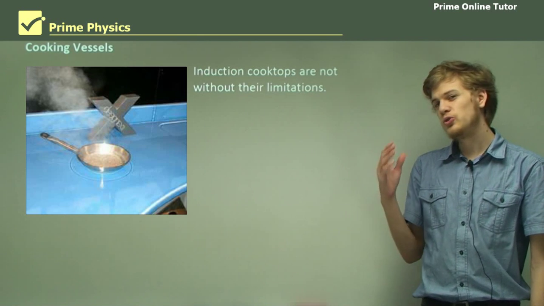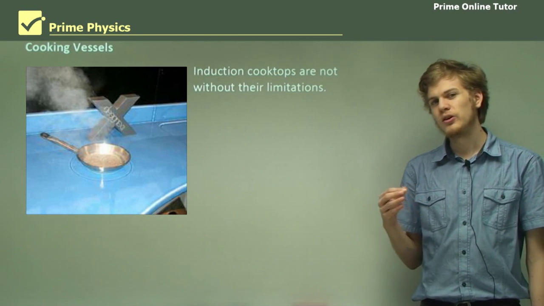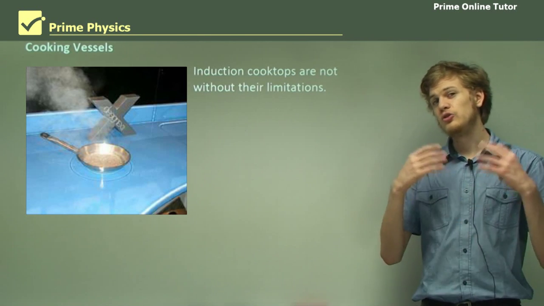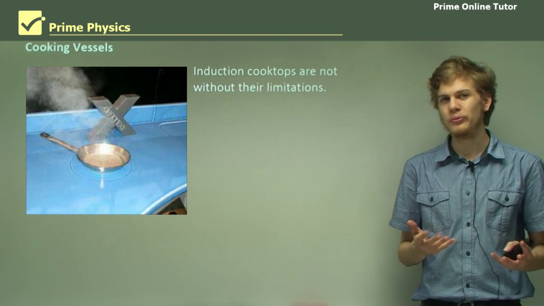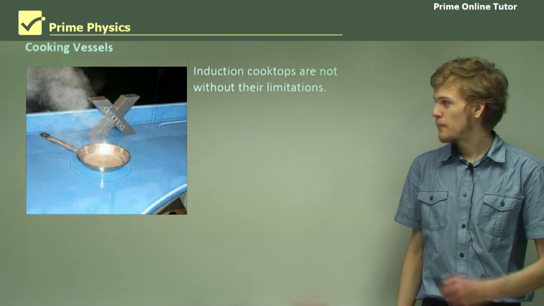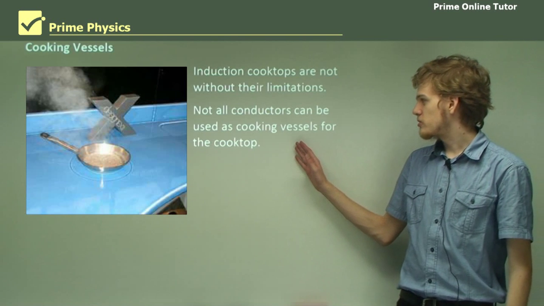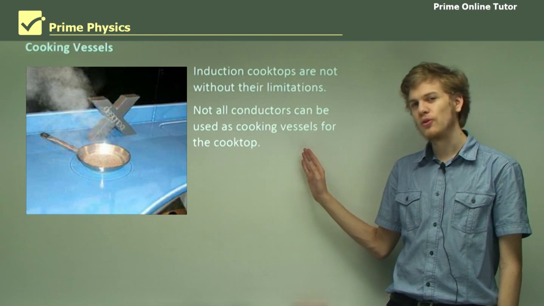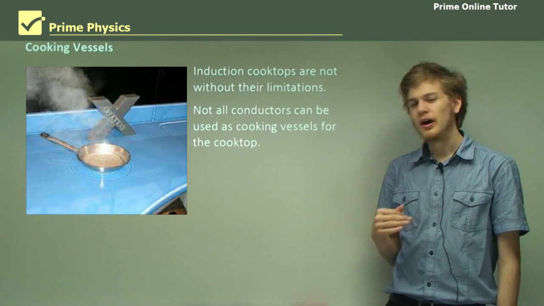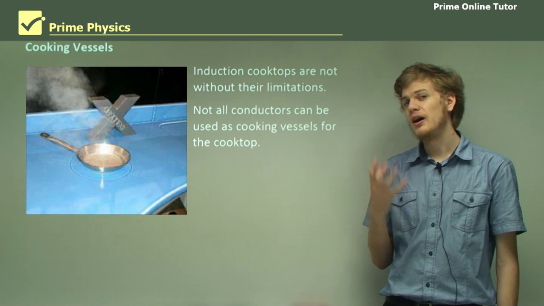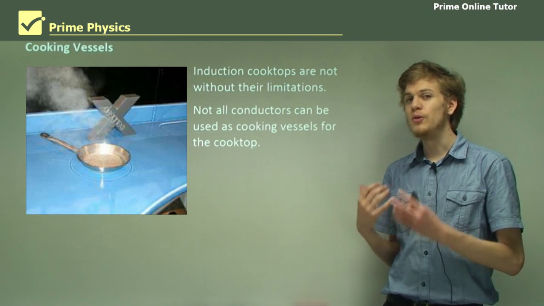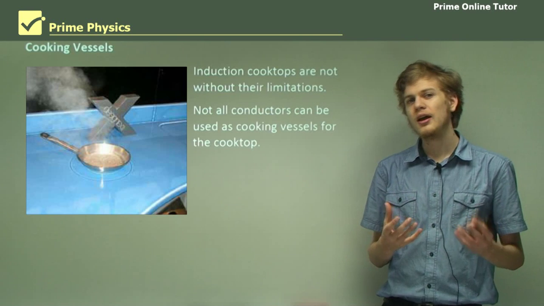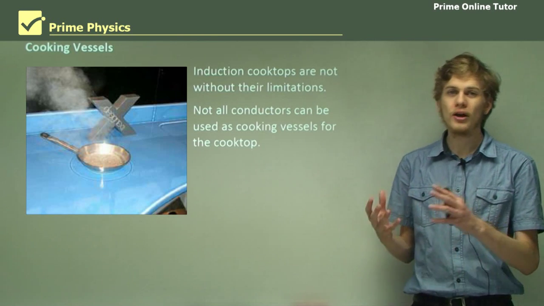Induction cooktops do have limitations. We can't use them to do everything in the same way as a normal stove or a normal oven. So not all conductors can be used as cooking vessels for the cooktop. Ideally, we want to use something like iron, because iron is the most permeable to magnetic fields and will produce more eddy currents.